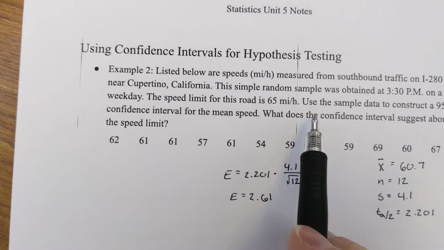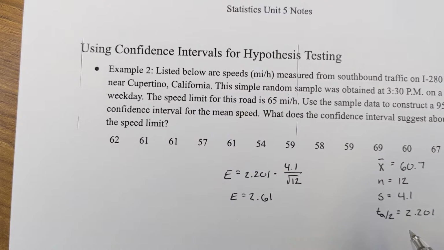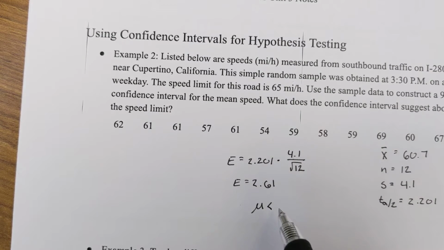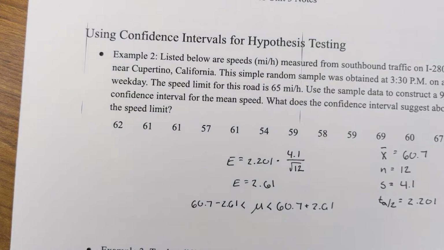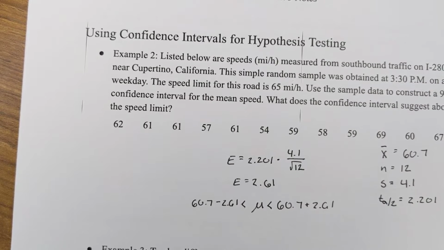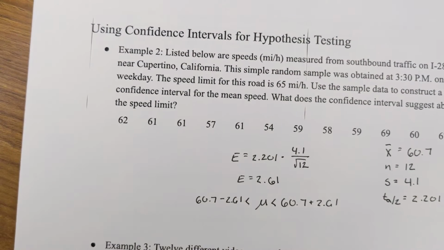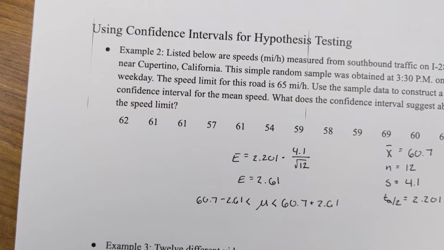So let's see here, use the sample data, so we need to construct the confidence interval. So the confidence interval is going to have mu in the middle. On the top, we're going to have our average speed plus the error. And on the bottom, we're going to have our average speed minus the error. And then we work that math out. 60.7 minus 2.61 is, we'll call that 58.1. And 60.7 plus 2.61, 63.3.